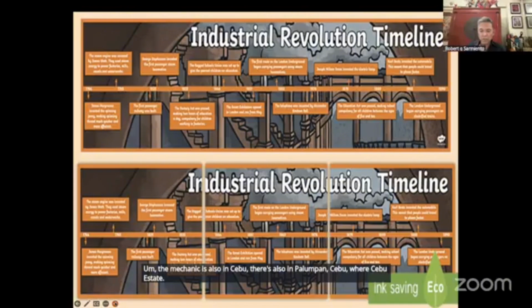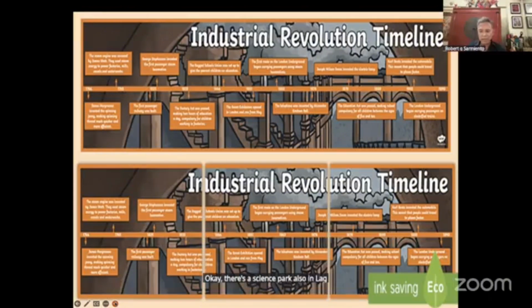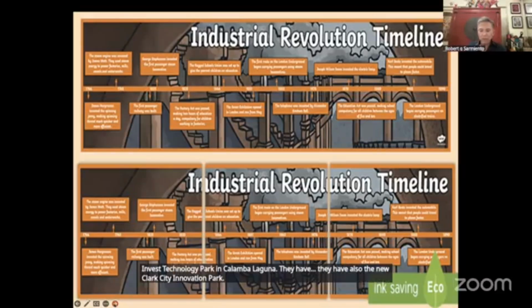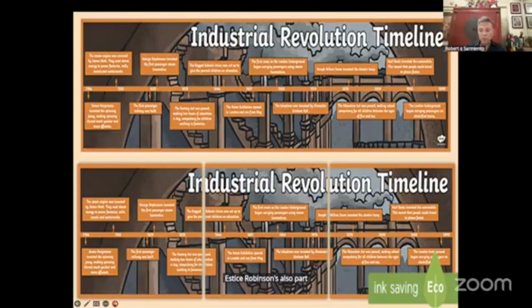Okay, there's a science park also in Laguna and Batangas, Cebu Light Industrial Park. Okay, Philinvest is also part of it. They have the Philinvest Technology Park in Calamba, Laguna. They also have the New Clark City Innovation Park. Robinsons is also part of it. They have Montclair Industrial Park in Porac, Pampanga. There's Double Dragon in Central Hubs Industrial Centers in Davao.